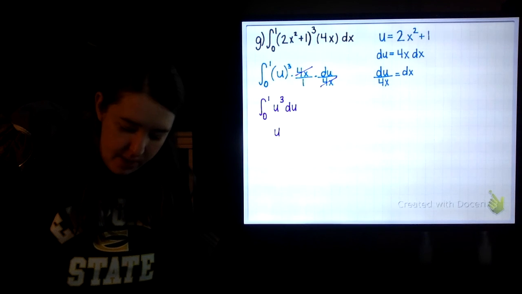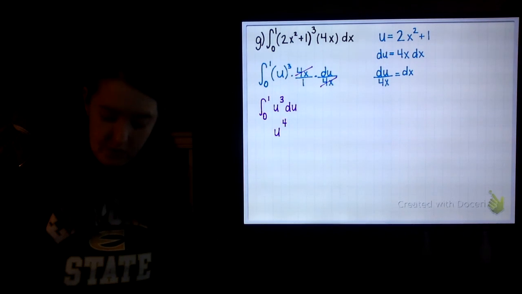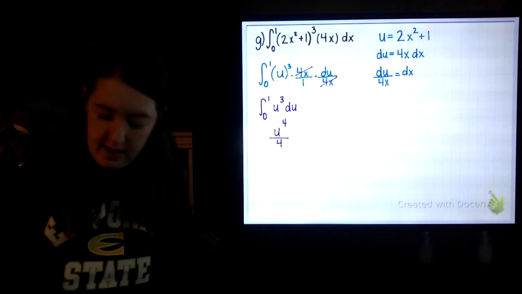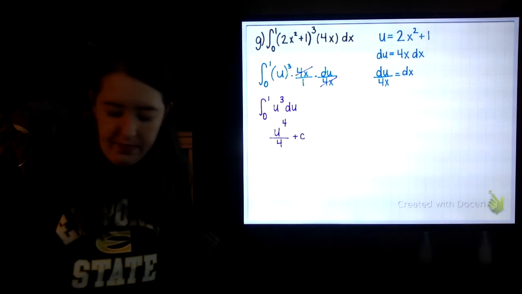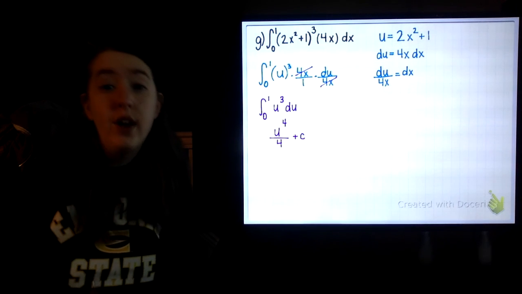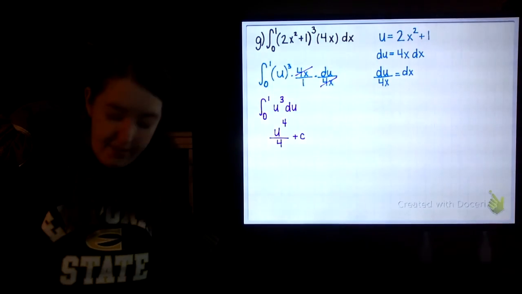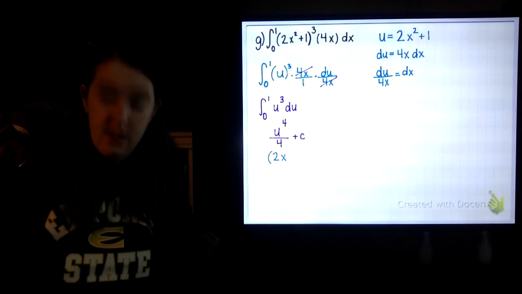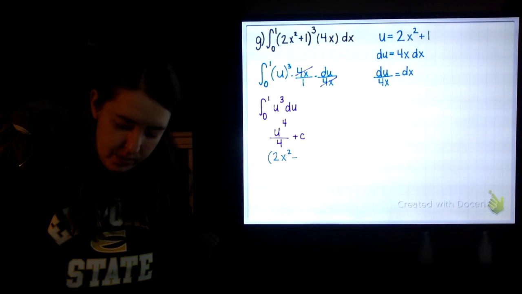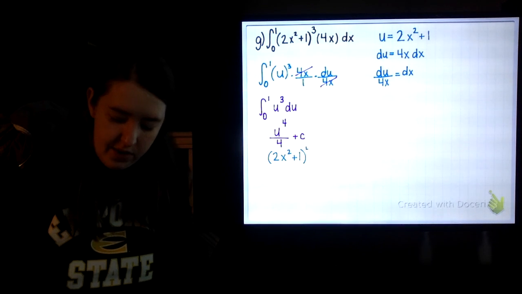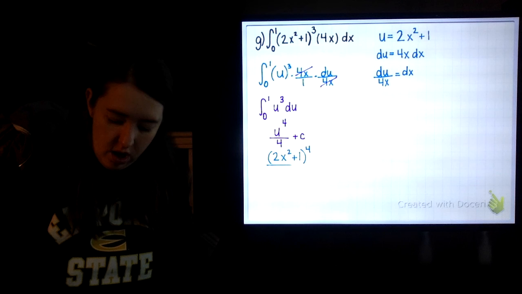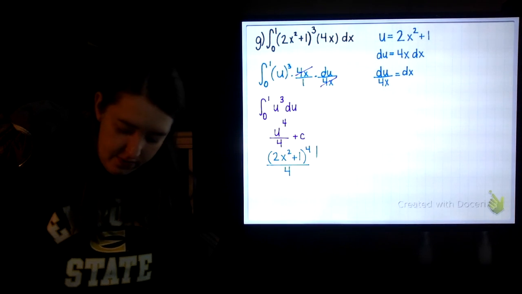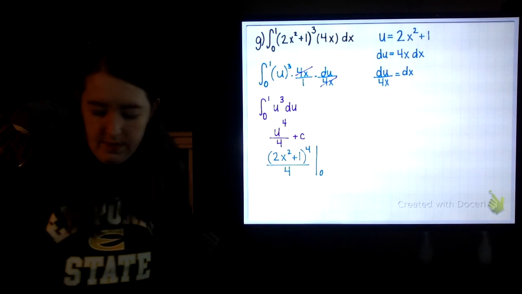So remember, I need to add 1 to the power and divide by the new power. And technically that has a plus c on there. Before I go back and evaluate, I'm going to plug in what I had for u. So we have (2x squared plus 1) to the 4th power over 4. And now we'll evaluate from 0 to 1.